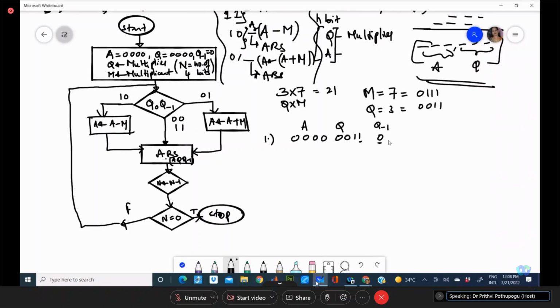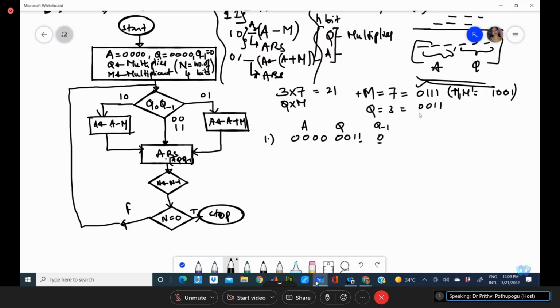This is 1 0. 1 0 means what is to be performed? Here 1 0 means A minus M, that means it should be subtracted with the multiplicand. Either you can add that with the complement. So if I take the complement of this, we need to take the 2's complement. Whenever there is minus M, we take the M complement and add it. If it is plus M, we directly take this value. So this is for plus M, this is for minus M.